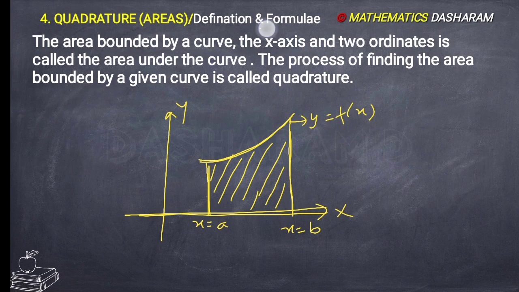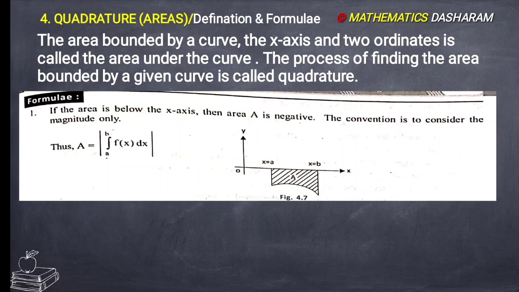Next, formulae. The first formula, observe the diagram. Here this is a curve, this is the x-axis and these two are ordinates, and the region bounded by the curve, ordinates and x-axis is called an area. This area was formed below the x-axis, so the area A is negative. The convention is to consider the magnitude only.